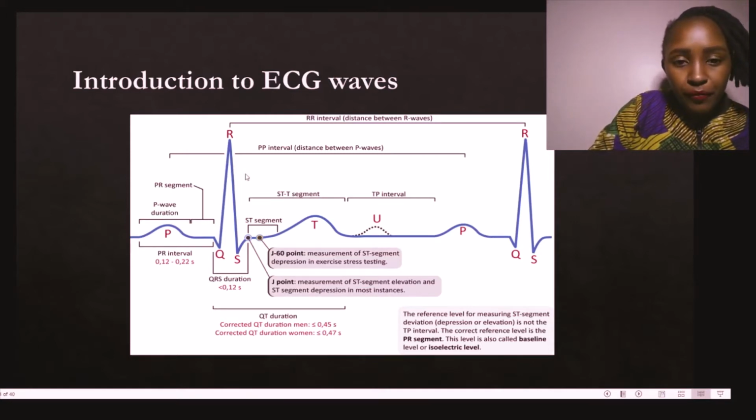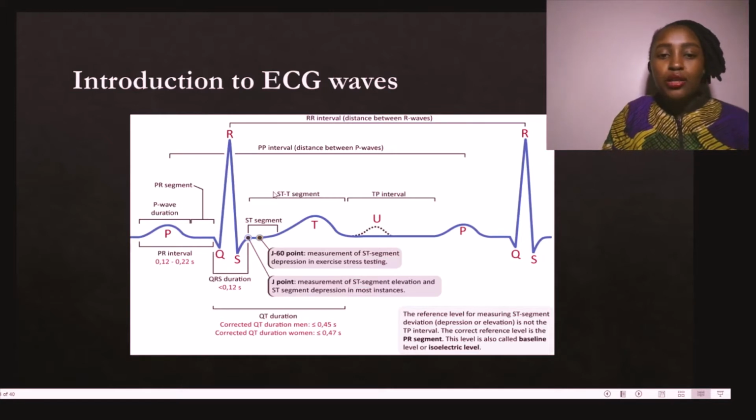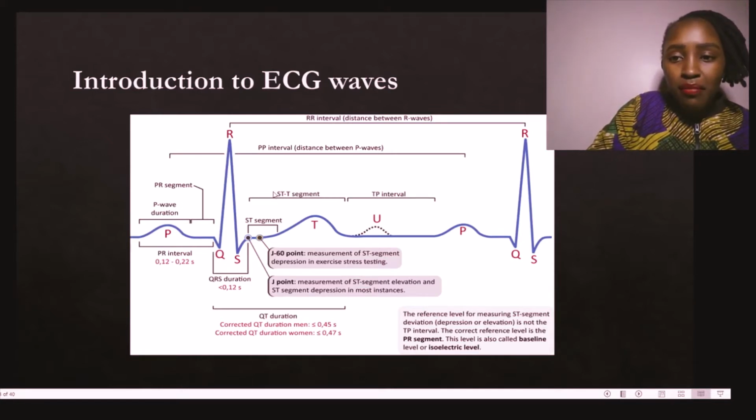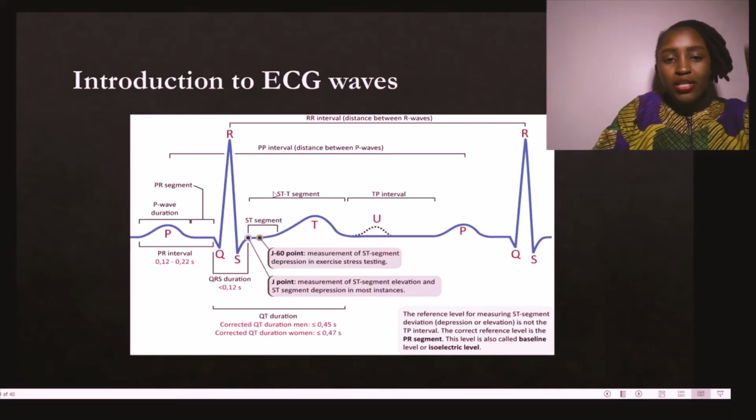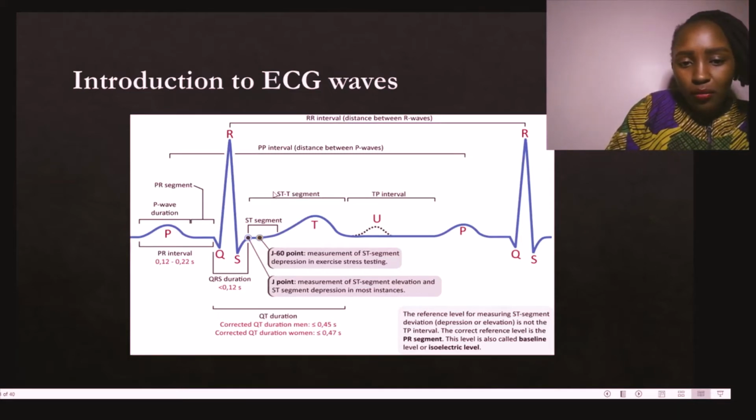Then from the P, we go to the Q wave, and the whole QRS complex is about the ventricular depolarization or the contraction. So this is when blood is being pumped out of the heart, either through the pulmonary valve or through the aortic valve. So that is when we get the QRS complex. Then we do have the T wave, and this T wave is about the relaxation or repolarization of the ventricles.